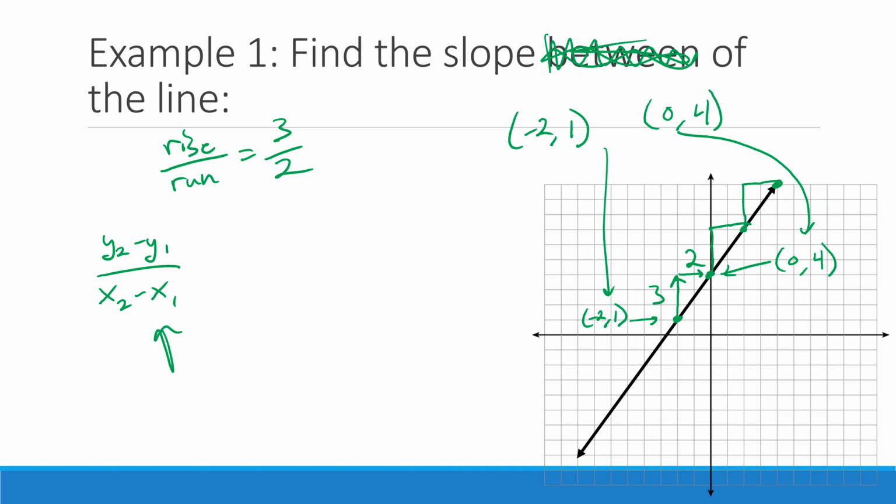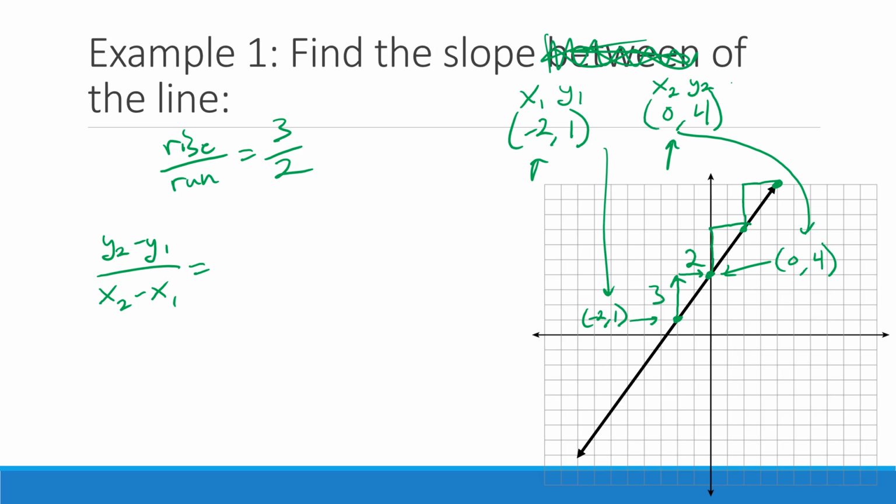I can use this formula first by labeling the points. So let's do, we'll call this point, point 1. And remember that this is the x, so I'll say x sub 1, since this is the x of the first point. This is y sub 1 because it's the y of the first point. We'll say that this point is point 2, so x2 and y2. Again, I'm just labeling things. Now that I've labeled, I can just plug right into my formula.